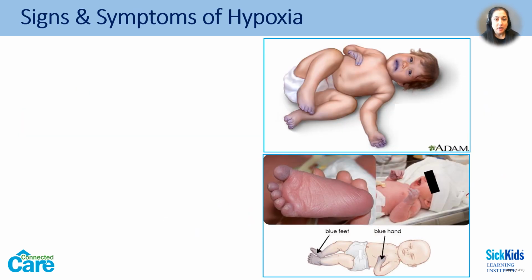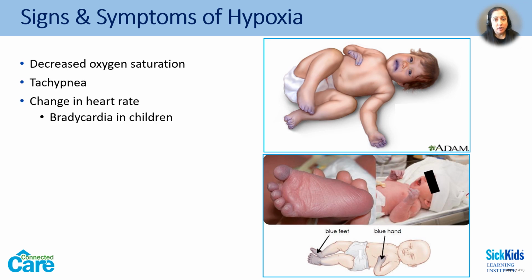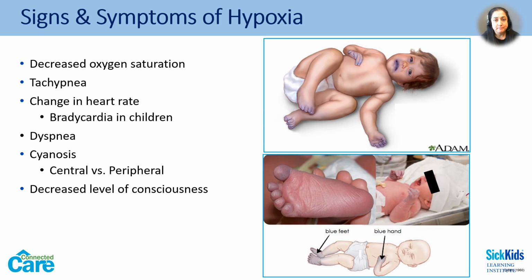Signs and symptoms of hypoxia include decreased oxygen saturations, tachypnea, change in heart rate, typically reflex bradycardia. Hypoxia triggers a vagal response and slows down the heart rate due to a child's immature nervous system. Dyspnea, cyanosis, a condition associated with severe hypoxia. Central cyanosis is associated with arterial desaturations and involves the skin, mucous membranes, lips, tongue, and nail beds. Peripheral cyanosis occurs when there is an increased oxygen uptake in peripheral tissues, so it's not associated with arterial desaturations, and decreased level of consciousness.